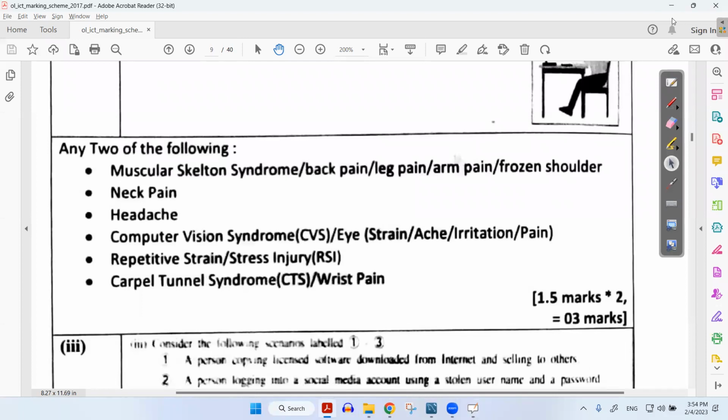So it says musculoskeletal syndrome, back pains, leg pains, arm pains, frozen shoulders, neck pains, headaches, since he is closer to the screen, computer vision syndrome, eye strains, and repetitive stress injuries. That happens due to the incorrect posture, and carpal tunnel syndrome.